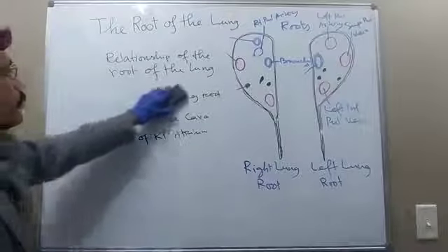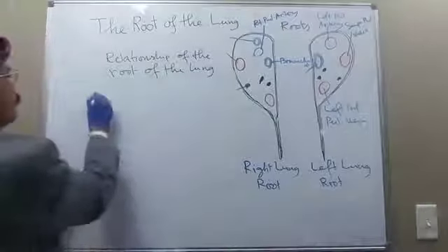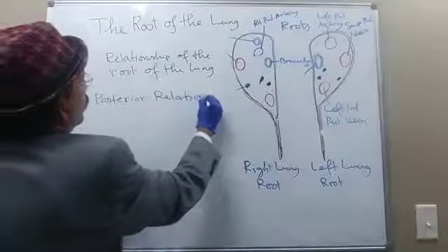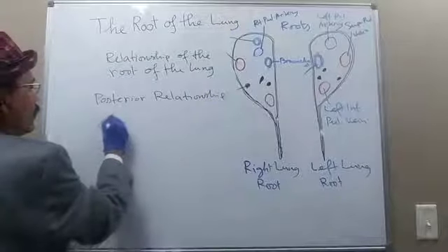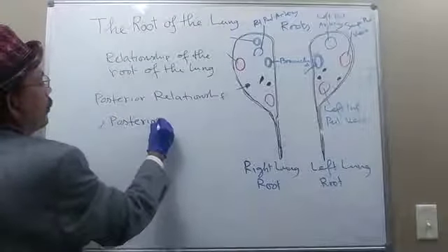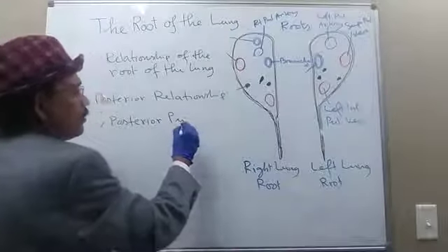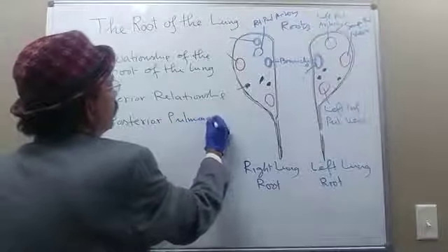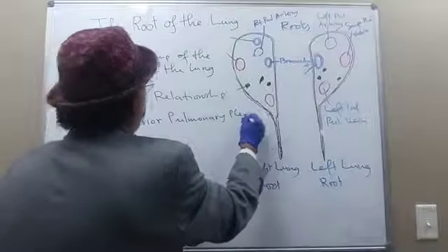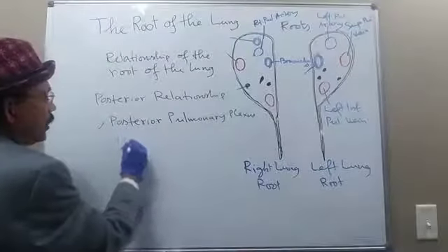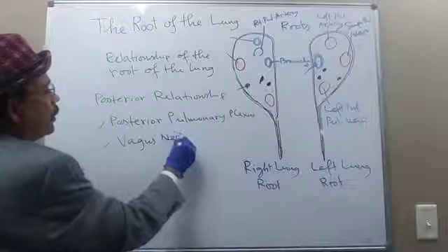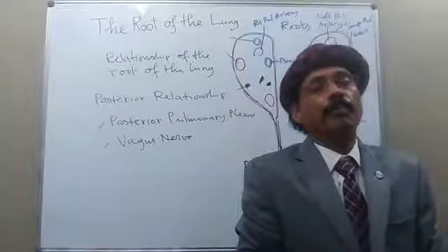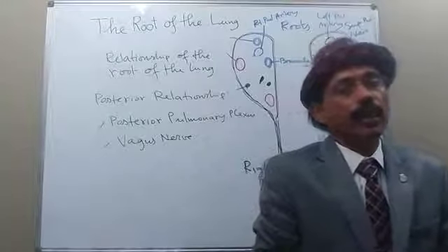Now we'll go to the posterior relationship. Certainly posterior pulmonary plexus. And pulmonary plexus is an autonomic nerve plexus having contribution from the sympathetic and parasympathetic nerve. And certainly we'll have the vagus nerve. So this is very important to remember that what nerve passes in front of the root of the lung, answer should be phrenic nerve. What nerve passes behind the root of the lung, answer should be the vagus nerve.